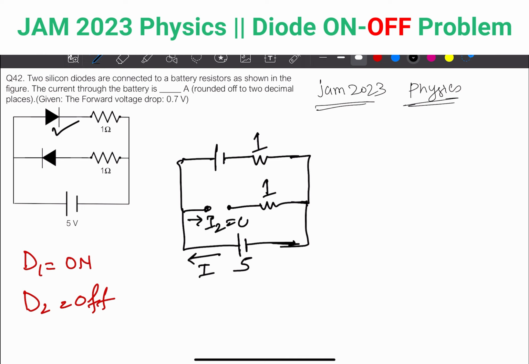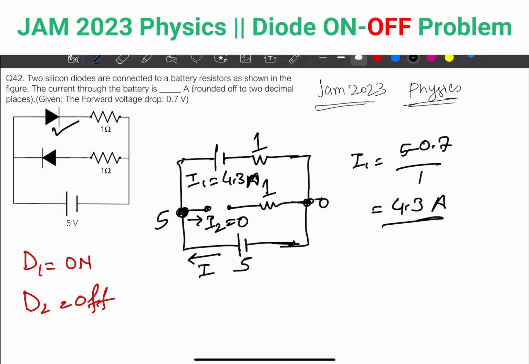What will be I2? I2 is equal to 0. What will be I1? I1 will be 4.3 ampere. Why? This voltage is 5 volt, this voltage is 0. So I1 is equal to 5 minus 0.7 divided by 1, which is equal to 4.3 ampere. So the answer will be 4.3 ampere. Okay, so this was type 1.